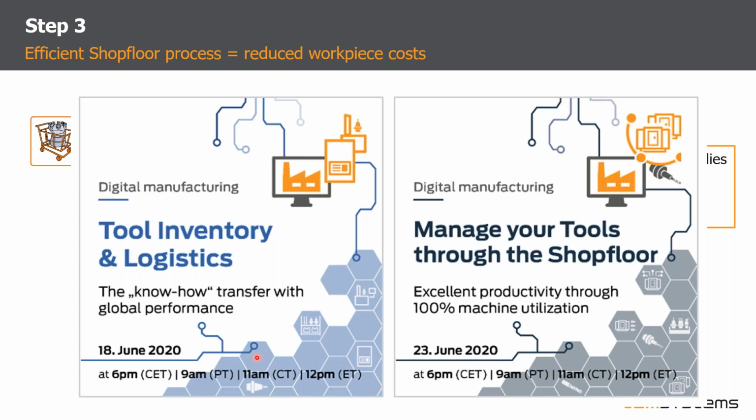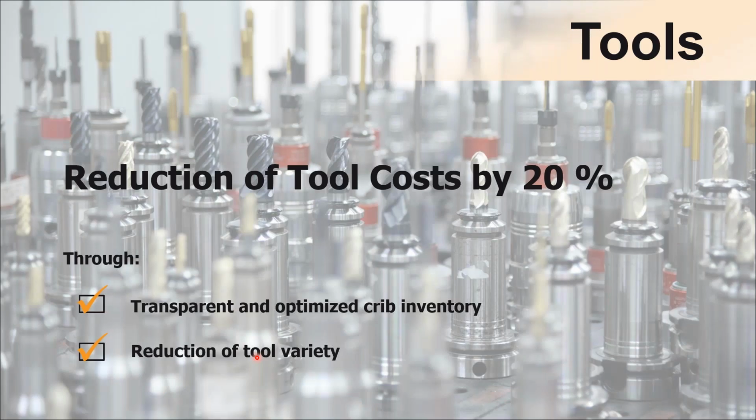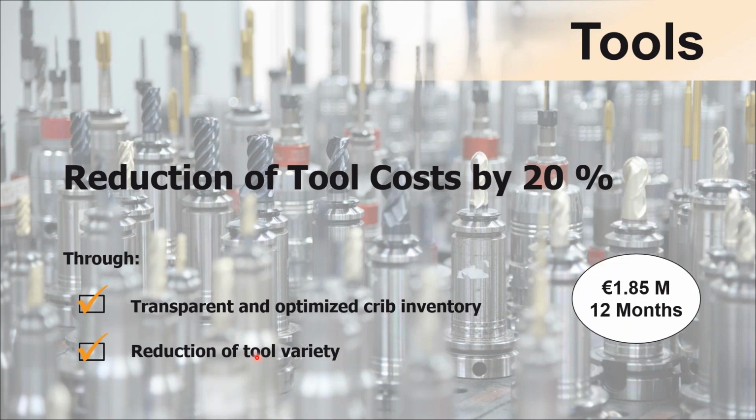Before I really quickly show you something in the live software, a little recap: why are we doing this? Of course, reduction of tool costs by 20% by having the transparency, the optimized inventory, and reducing the tool variety. That's the example with reducing tool assemblies, 6,000 down to 3,000, which means a lot of money within 1 year. Reduction of tool costs.